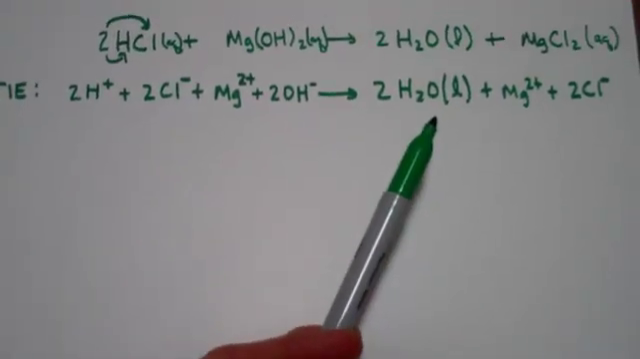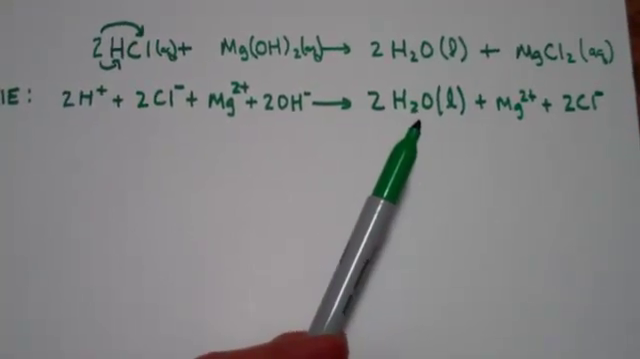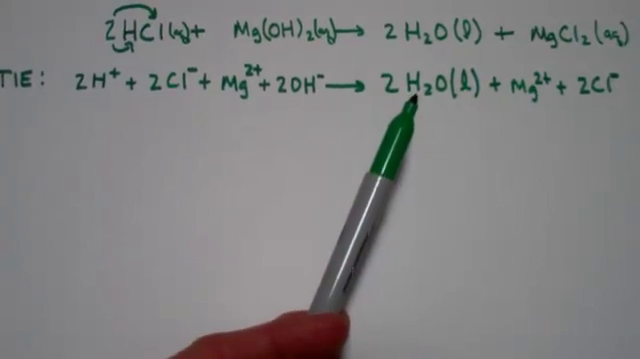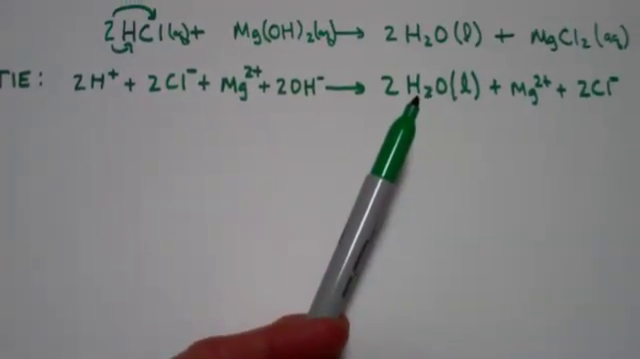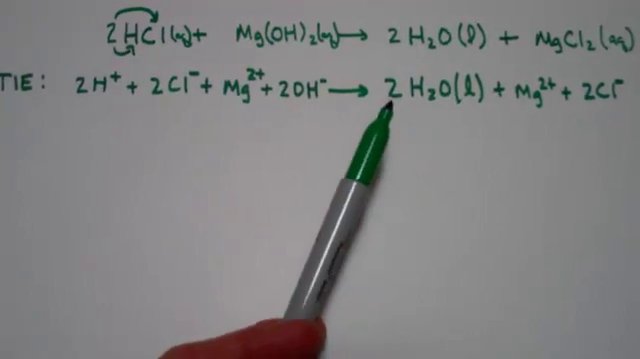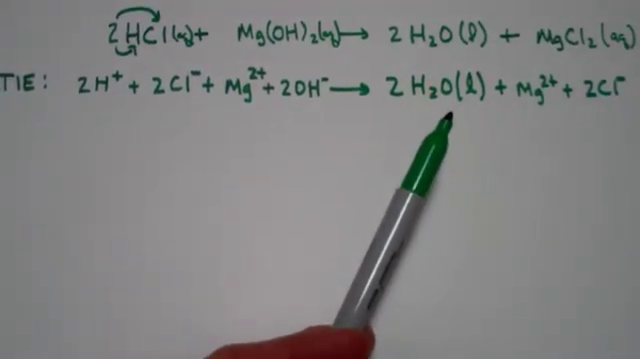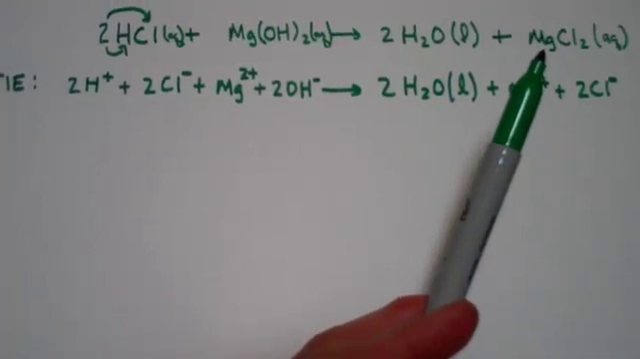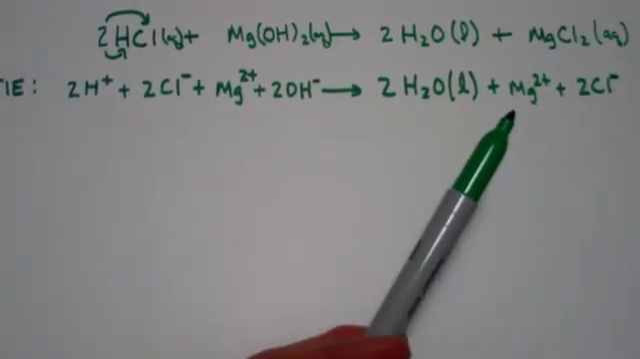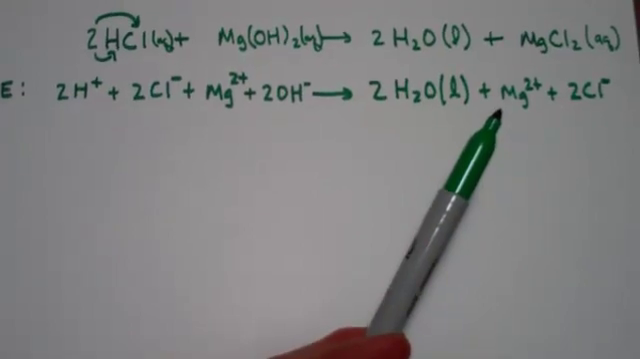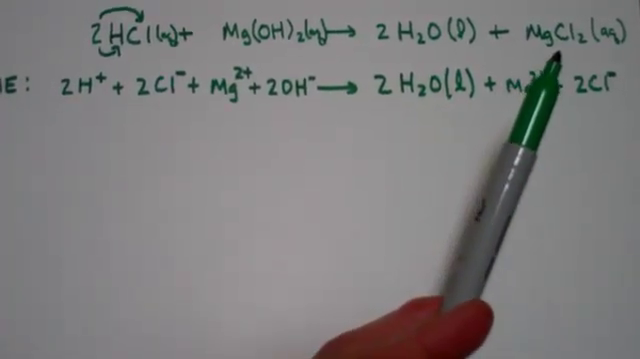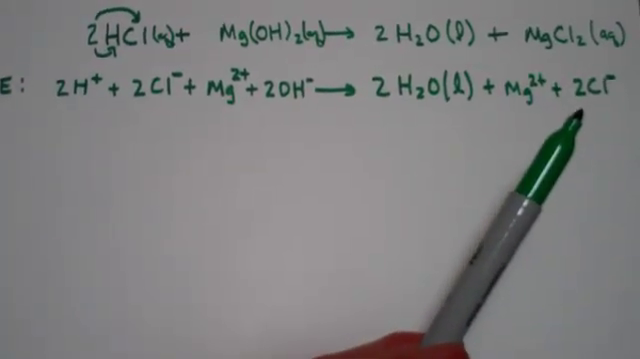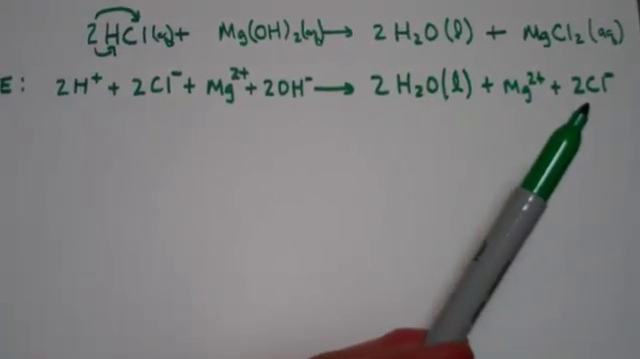On this side of the equation, our water is not going to change because it's in the liquid state and these are now covalently bonded. So they have to stay together. They don't fall apart in the solution. So we've got 2 H2O molecules in the liquid state. The magnesium chloride is still in the aqueous state, so this is going to fall apart. So we've got the magnesium 2+, and then for each molecule there's 2 chloride ions that are going to come off of there. So we see that as the 2Cl-.